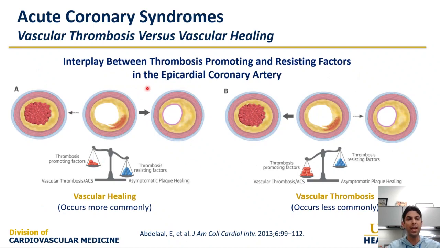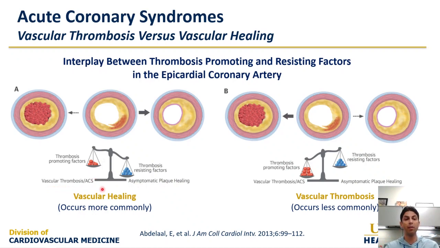It's important to understand that in everyday life, there's an interplay between thrombosis promoting and resisting factors in the epicardial coronary artery. Shown here is an example where a patient undergoes plaque rupture. When a patient undergoes plaque rupture, we have a balance between thrombosis promoting factors and thrombosis resisting factors. In this example, the thrombosis resisting factors have greater weight. They have greater influence here. So in this example, there's asymptomatic plaque healing and not vascular thrombosis or an acute coronary syndrome.